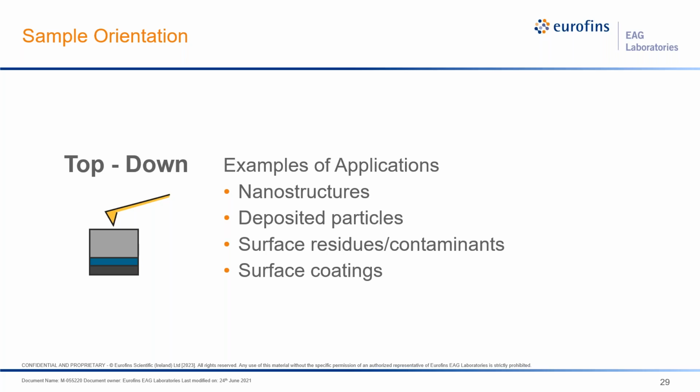And there are other applications for this, probably many more than can be listed or that I'll go over, but some other ones include nanostructures or fabricated patterns. If you have deposited particles, I showed one example of that. If you have surface residues or contaminants, this is also a great technique, especially if you can't readily access them with, say, Raman or FTIR. And then lastly, if you have some type of coating, typically if it's thick enough or smooth enough, we can map out how homogeneous or well distributed that coating is.